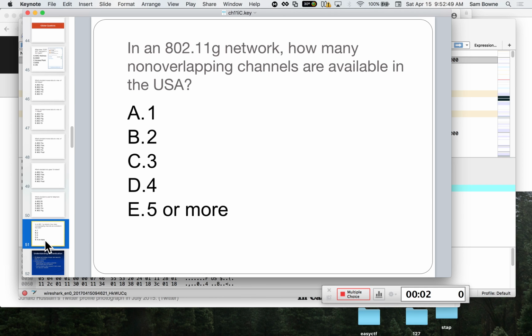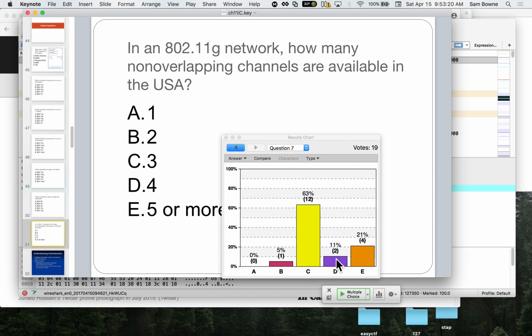So how many non-overlapping channels are there in an 802.11g network? All right, and that's three. Only three of them don't overlap, which is pretty rude.